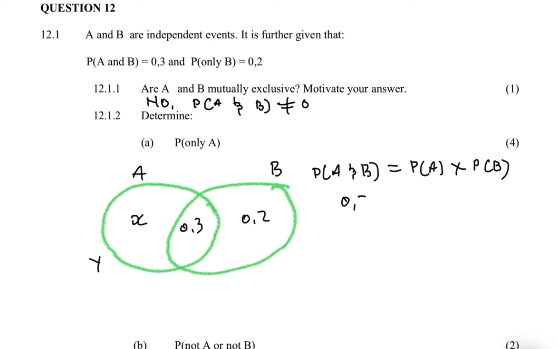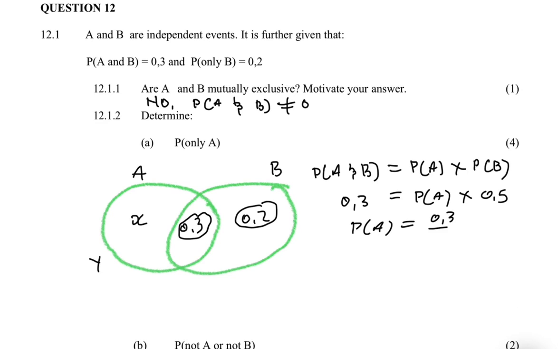It's 0.3, and this is equal to the probability of A, which we don't know, right? But after we find the probability of A, we're going to be able to use it to find X, right? Because the probability of A will basically be this 0.3 here plus X, right? And then multiplied by the probability of B. So let's look at B. The probability of B is 0.2 plus 0.3, right? So we're going to have 0.5 here. So the probability of A will be equal to 0.3 divided by 0.5, which is equal to 0.6.